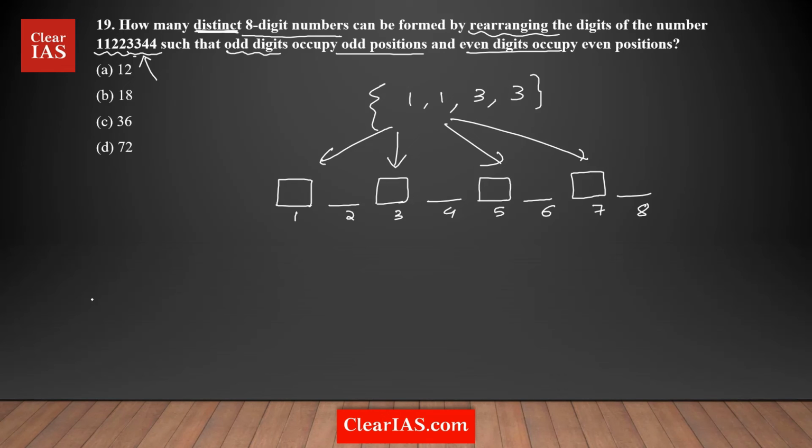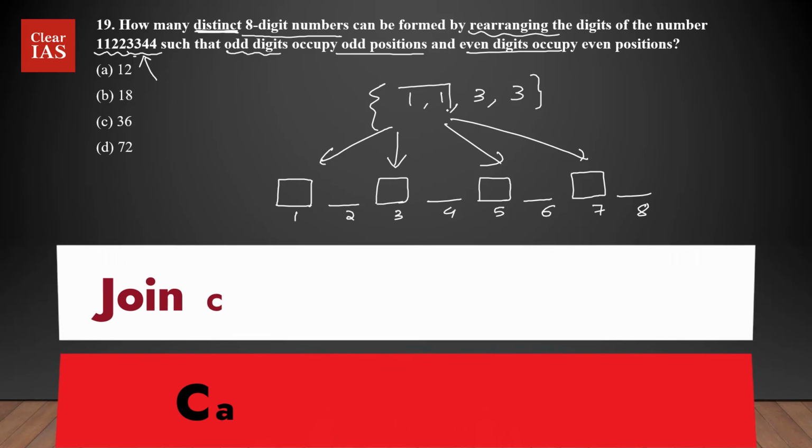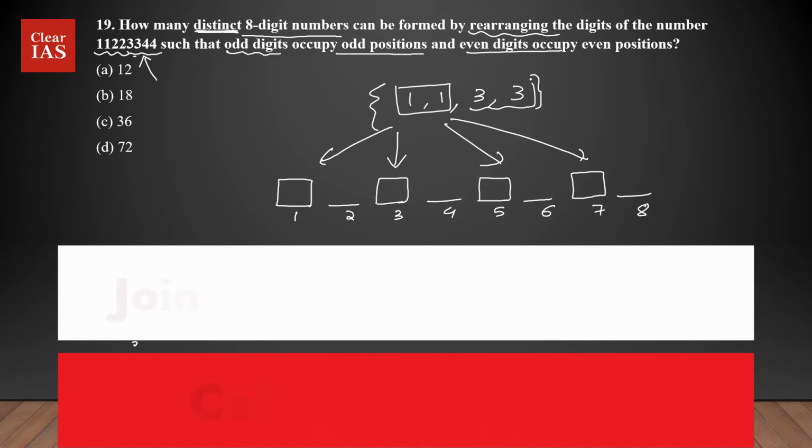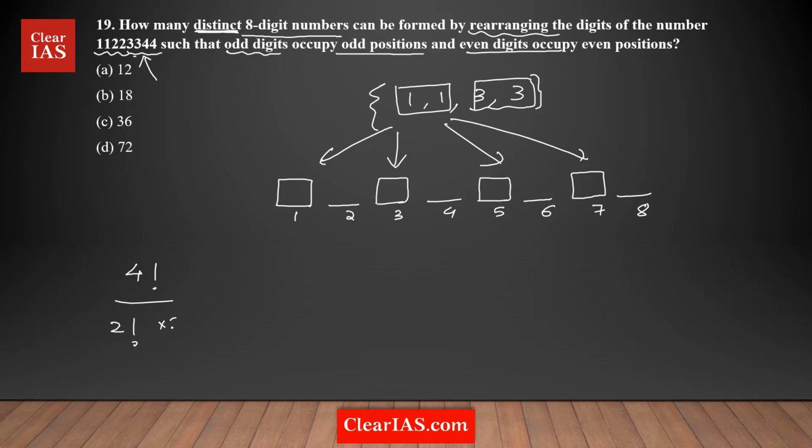How many ways can you arrange it? Remember, stick to the basic rule we just learned. There are four digits and four places. Start with 4 factorial because there are four digits. Divide by the repetition to compensate for it. So 1 is repeating how many times? 2 times, so you divide by 2 factorial. 3 is repeating 2 times, so you divide by 2 factorial. So this many different ways you can arrange them in four places.